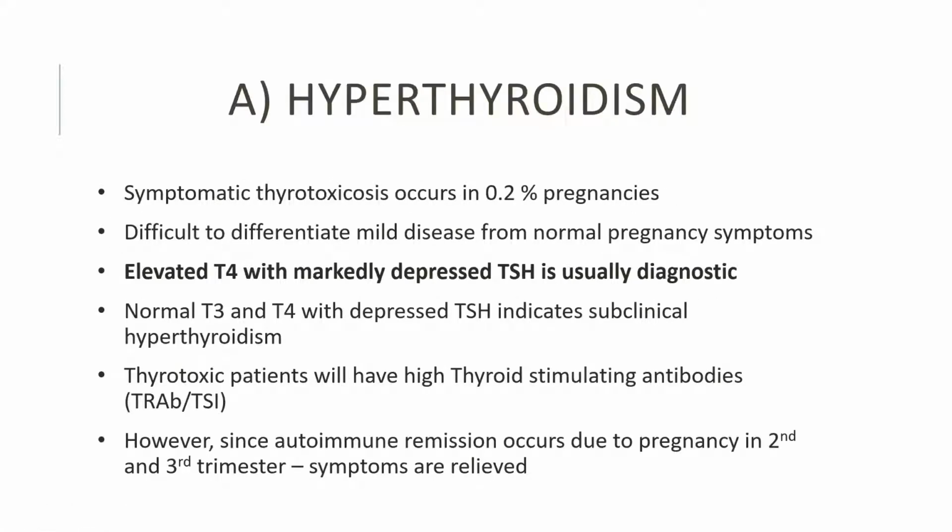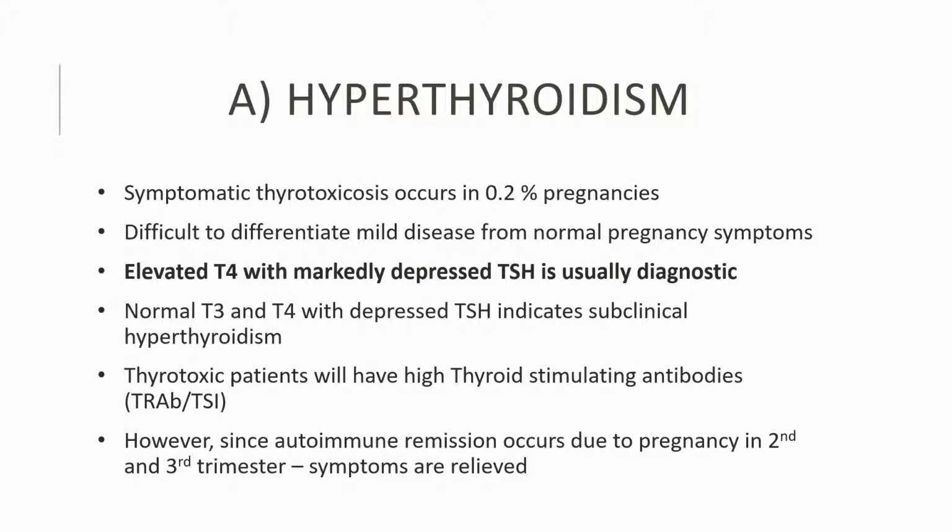Now we'll start one by one with all the types of thyroid disorders in pregnancy. Number one here is hyperthyroidism. Symptomatic thyrotoxicosis occurs in roughly 0.2% of pregnancies. Again, there is some variation, it can be 10 times higher, up to 2% in some populations. It is difficult to differentiate mild disease from normal pregnancy symptoms, as I mentioned earlier.